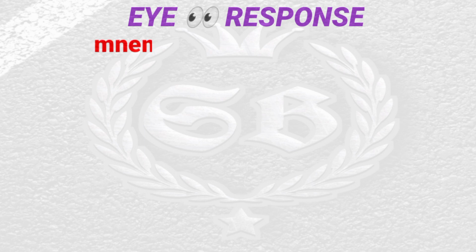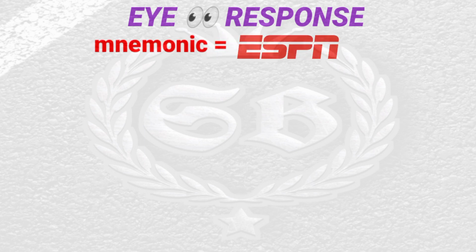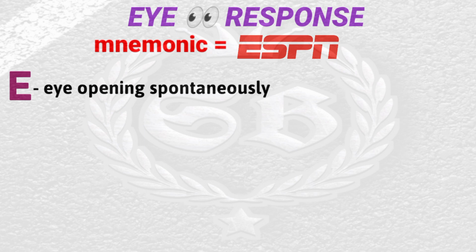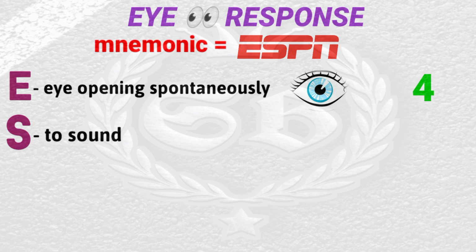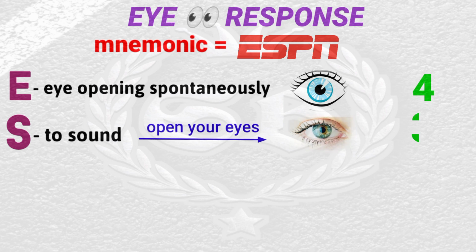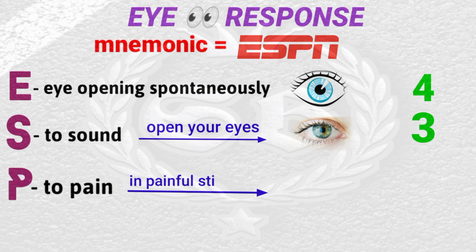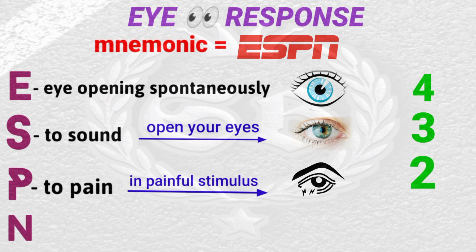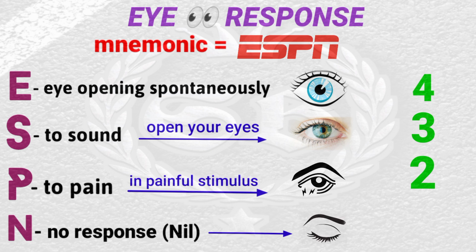Now how to check eye response. You can memorize it as the sports channel ESPN. E stands for eye opening spontaneously. If the patient spontaneously opens eyes, then eye score is 4. S stands for sound. When you ask the patient to open your eyes and the patient opens eyes, the eye score is 3. P stands for pain. If the patient opens eyes to painful stimuli, then eye score is 2. N stands for no response, then eye score is 1.